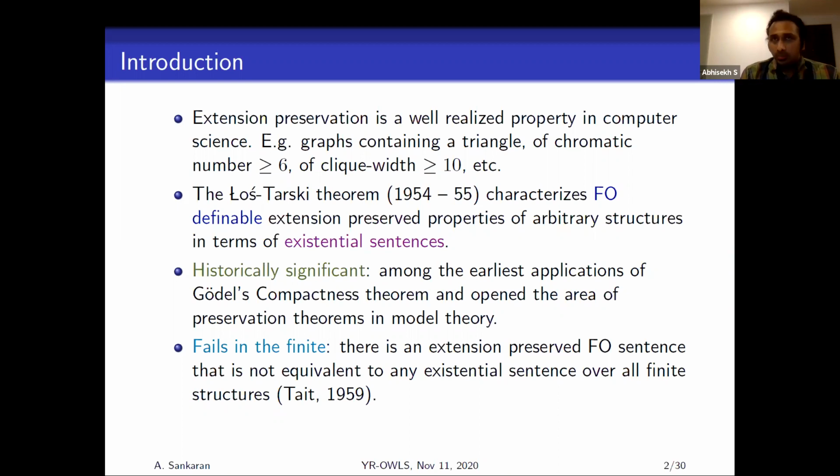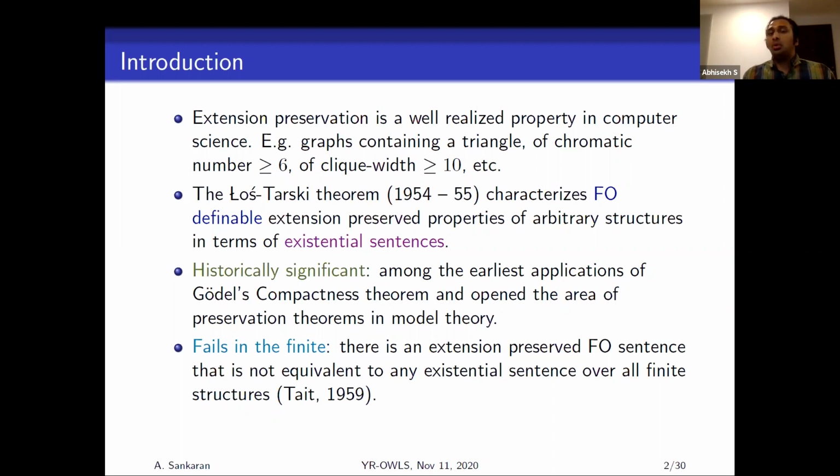Now, it turns out that one of the earliest results in classical model theory, namely the Los-Tarski preservation theorem from 1954-55, characterizes first order definable extension closed properties of arbitrary structures, namely structures that are finite and infinite. It characterizes these properties in terms of very simple kinds of first order logic sentences. These are existential sentences, namely sentences which contain only existential quantifiers and no universal quantifiers.